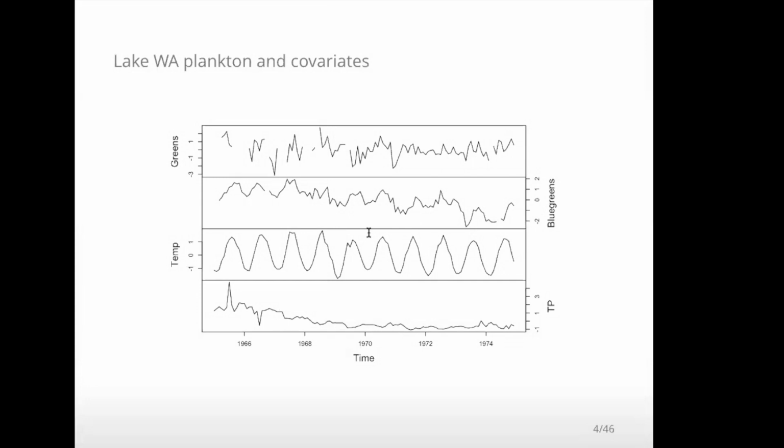When we go to the breakout sessions, you're going to play around with an example using the Lake Washington plankton data set, using a couple species from that, a couple algae species, and looking for effects of temperature and phosphate, total phosphate.